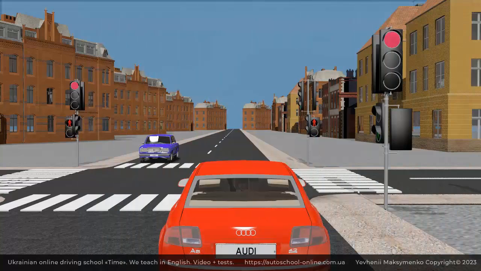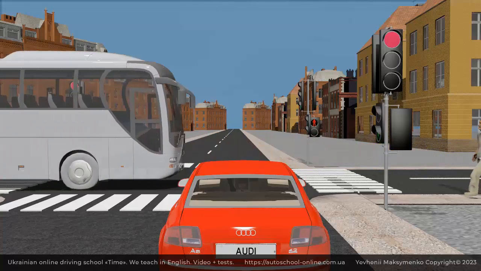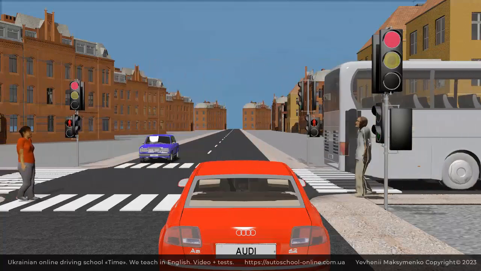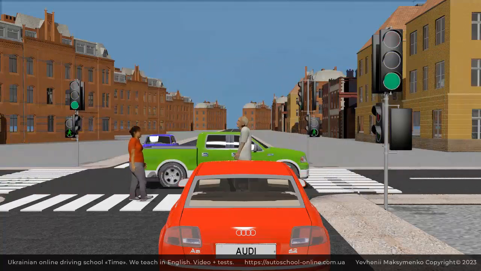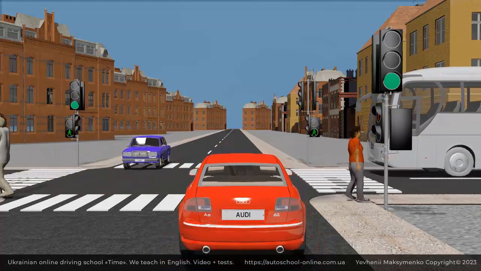Let's consider the rules of passing regulated intersections. When such an intersection has a green traffic light or traffic is permitted by a regulator, the driver cannot start moving immediately. The driver must first give way to vehicles crossing the intersection and to pedestrians crossing the intersection.